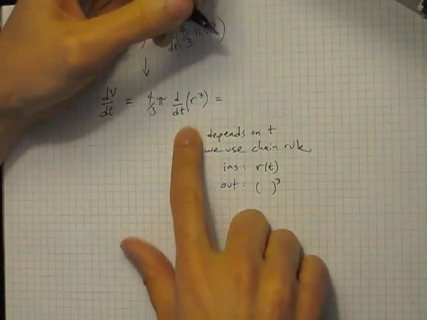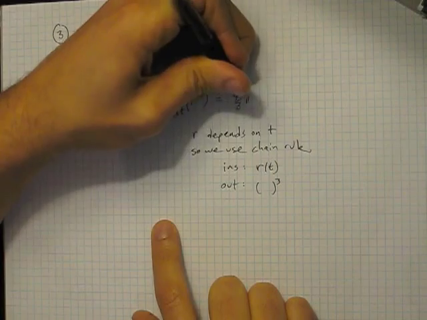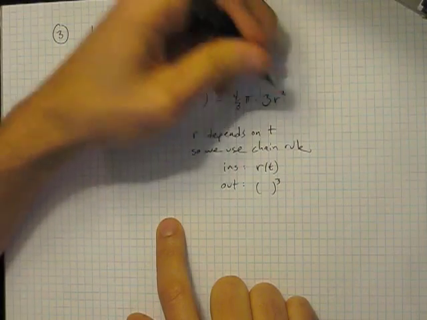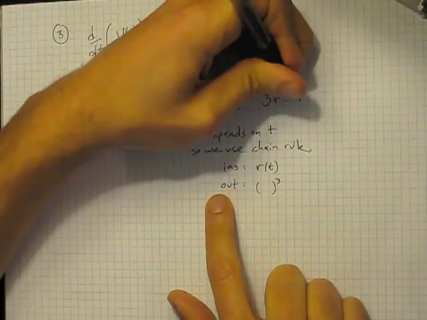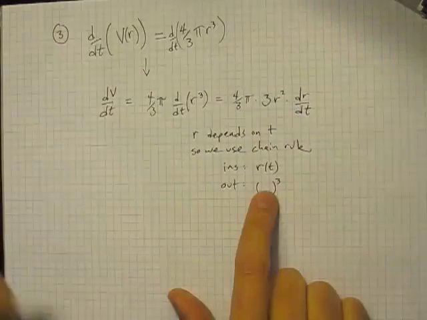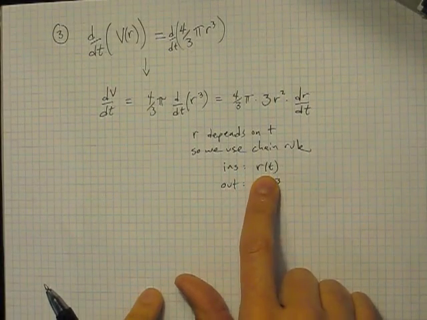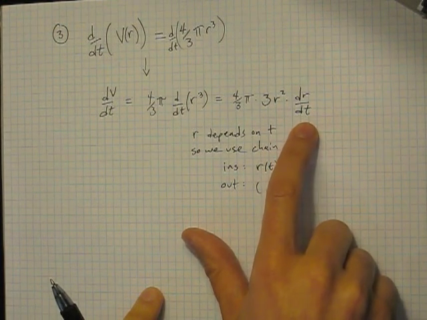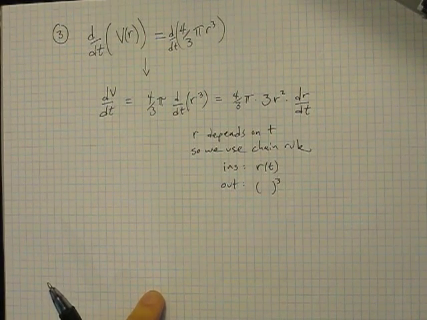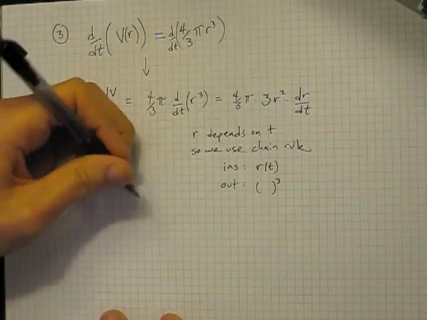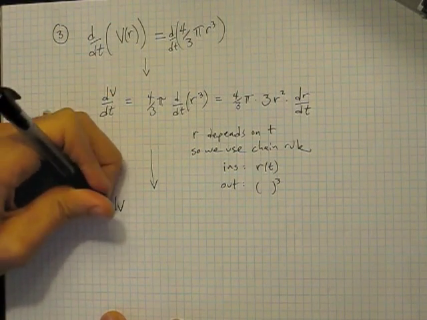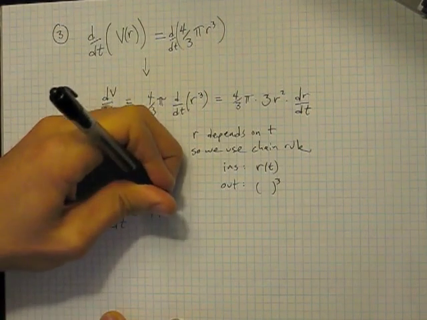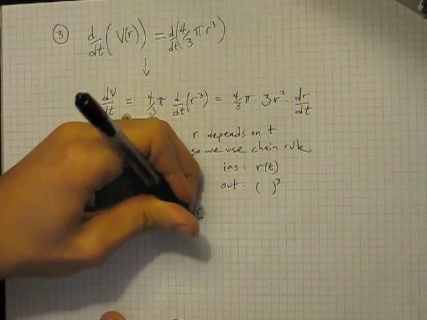So when we take this derivative using the chain rule, we get 4/3 pi times, so we have a power here, so we bring the power down, and then we drop the power by 1, leaving the inside function alone. And then we multiply by the derivative of the inside function. Now we don't know what the derivative of the inside function is, so we just signify it by writing it explicitly using calculus notation. So let's clean it up a little bit. We've got dV/dt is equal to 4 pi times the radius squared times dr/dt.